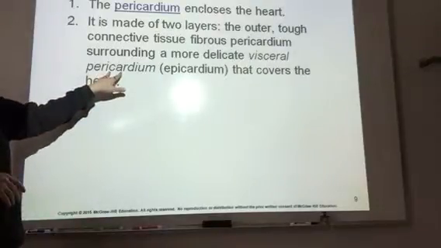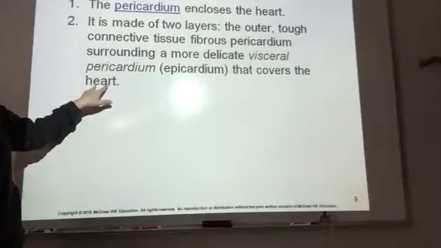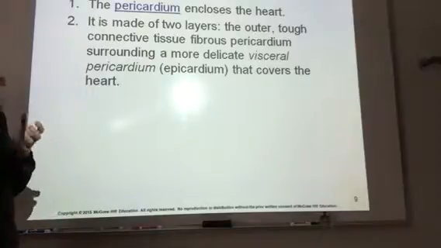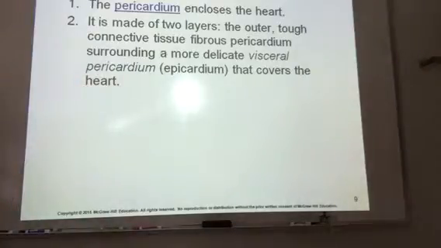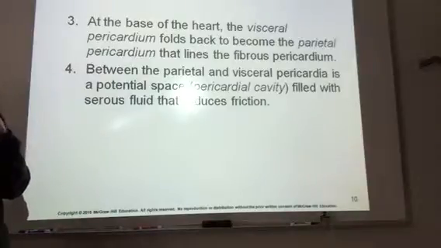And the visceral pericardium is the inner delicate layer. And this is going to be directly right on the heart. So at Sanborn, we dissect hearts, and the heart organ has this visceral pericardium that attaches directly to the heart. At the base of the heart, the visceral pericardium becomes the parietal pericardium, and that's going to line the fibrous pericardium, so it's just looking at different parts of the pericardium.